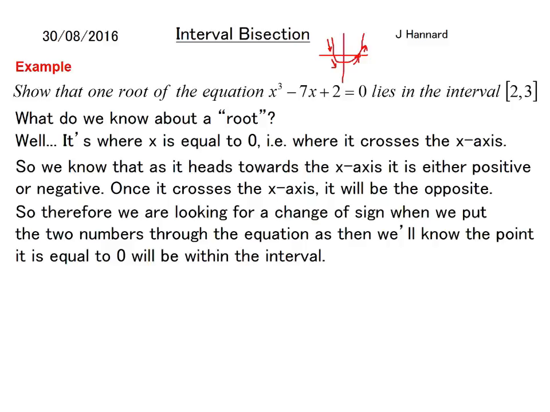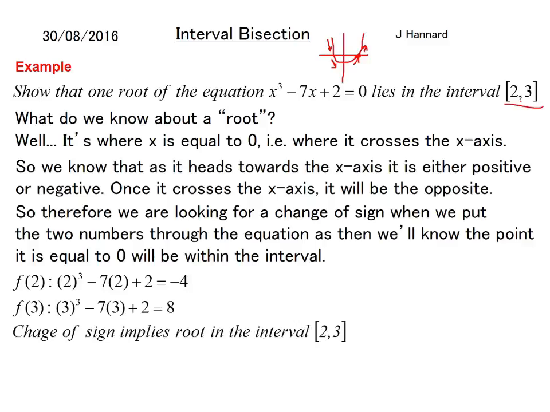So we're looking for a change of sign when we put the two numbers through the equation, and then we'll know that the point that is equal to 0 will be within the interval, because there's a change of sign, so it must have crossed the axes at some point. So if we put 2 through that equation, like we've been asked, because we've been asked to show that it's in that interval, we get minus 4. If we put 3 through though, we get 8. And therefore there's a change of sign, and therefore it implies that there's a root between 2 and 3.